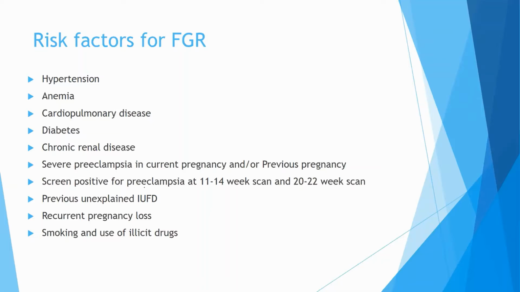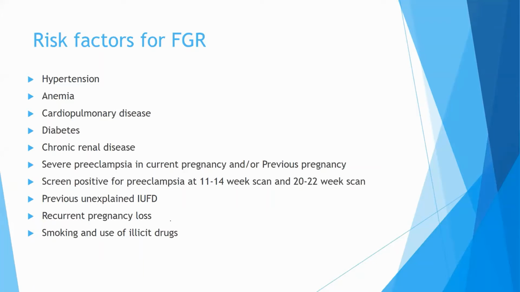Also, if the woman comes early enough for the 11 to 14 week scan when we are able to screen her, and she is found to be screen positive, in this case also we should suspect that the baby might end up with fetal growth restriction, or even at the 20 to 22 week scan. Also, if they have a previous unexplained intrauterine fetal demise or previous unexplained recurrent pregnancy losses, then we may also suspect that the babies might be growth restricted.